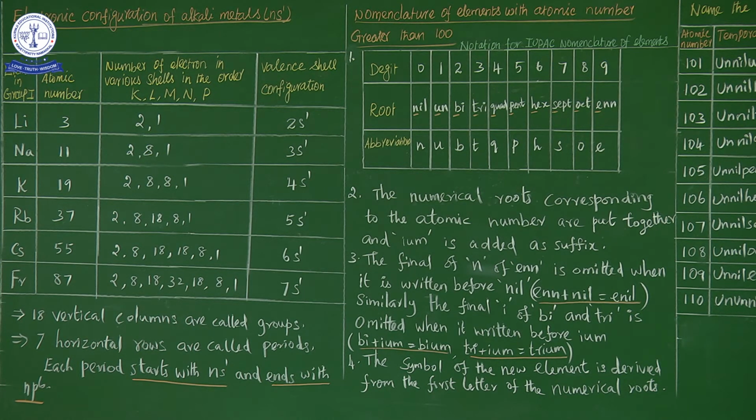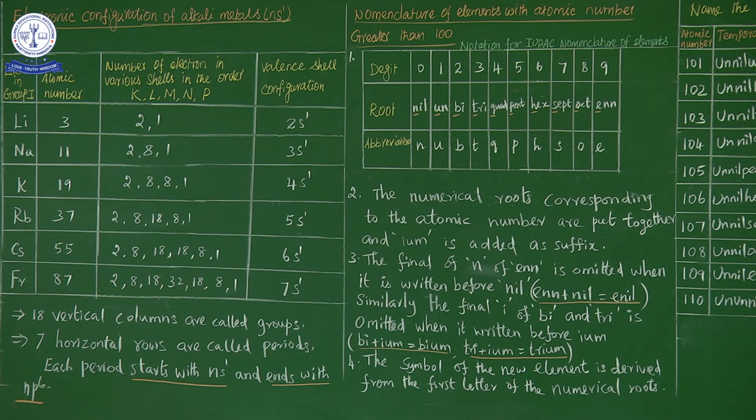Depending on an element's atomic number, we can decide its physical and chemical properties. The atomic number is equal to the number of electrons in an atom. How many electrons are present in an atom, depending on those electrons its properties vary, as we have seen. That is the modern periodic law: the physical and chemical properties of the elements are periodic functions of the atomic number. The atomic number is equal to the number of electrons.